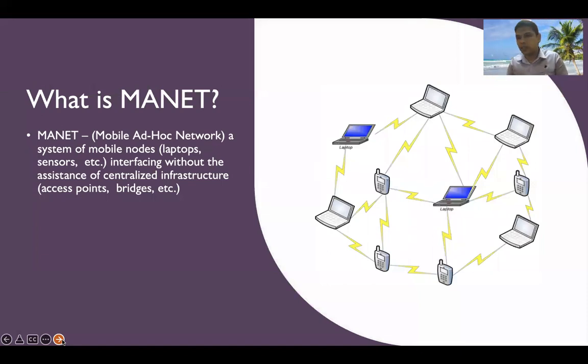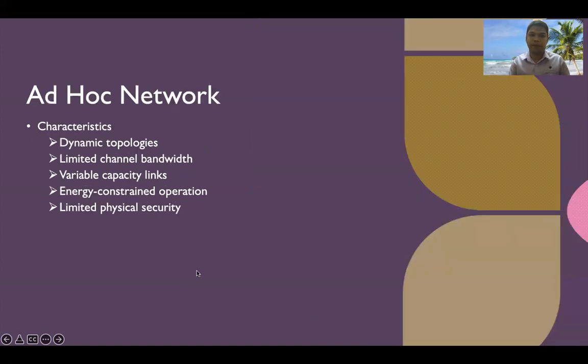And what kind of technology has been used in mobile applications? This is the technology used in mobile applications. We call it MANET. MANET stands for mobile ad hoc network. The definition of MANET is a system of mobile nodes interfacing without the assistance of centralized infrastructure. So you can see that this is MANET technology, which means all these devices communicate with each other. The characteristics of ad hoc technology are dynamic topology, limited channel bandwidth, variable capacity links, energy constrained operation, and limited physical security. These are all the characteristics of an ad hoc network.